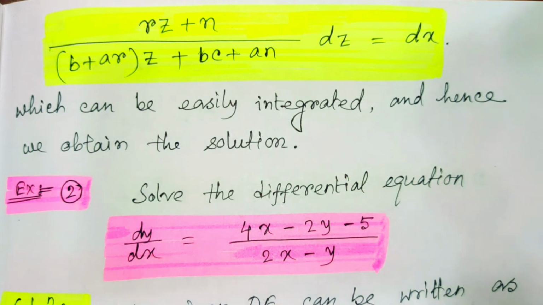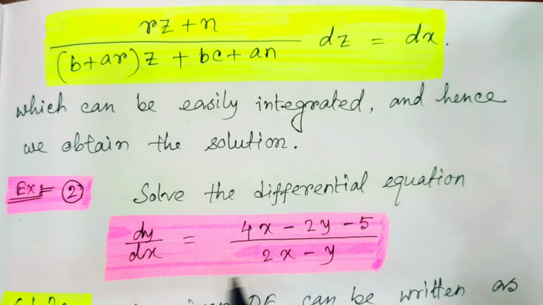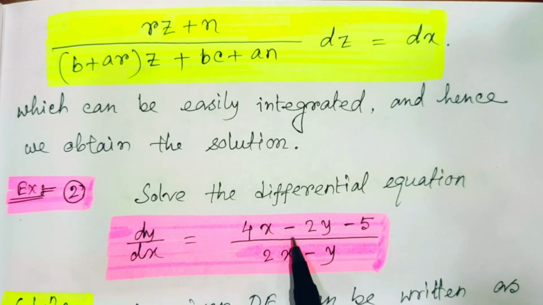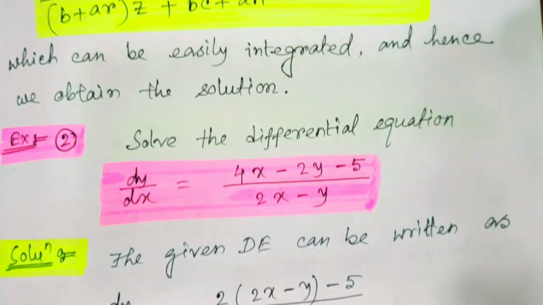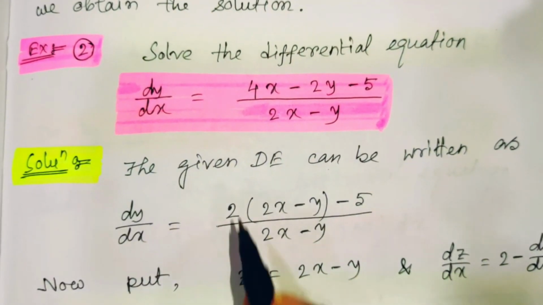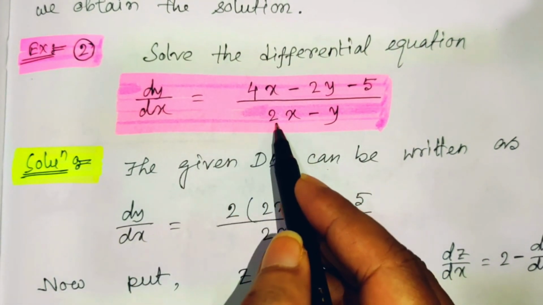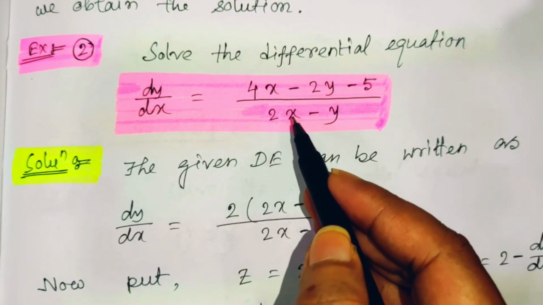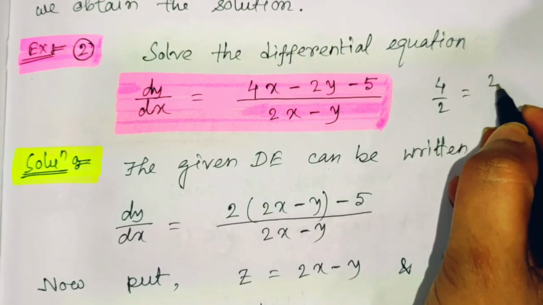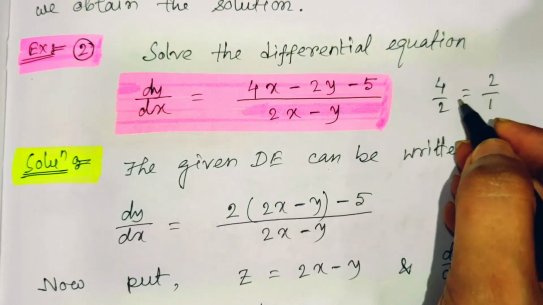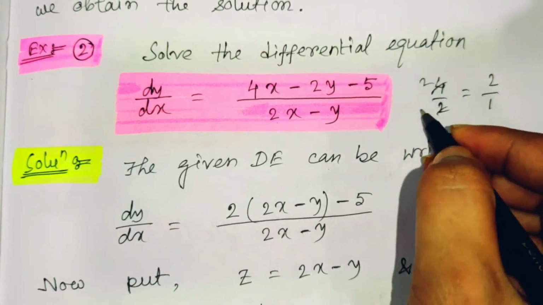So here is the given differential equation, dy by dx is equal to 4x minus 2y minus 5 divided by 2x minus y. At first we should compare the coefficients. So it is 4 by 2 and it is 2 by 1. So definitely both are the same. So 4 by 2 is equal to 2 by 1. Just look, these are equal because we can cancel it out.